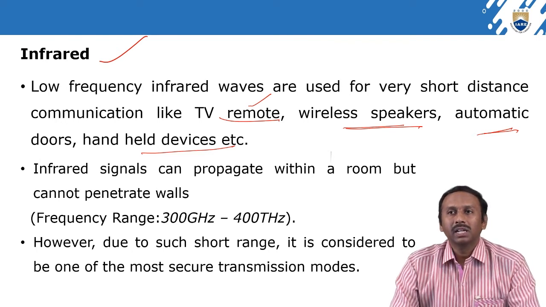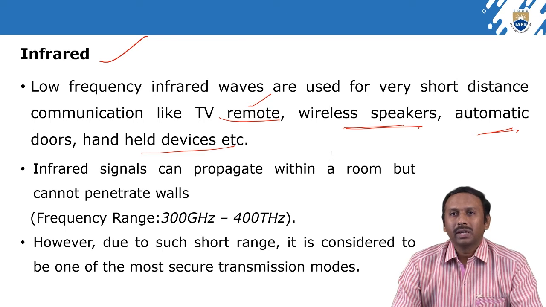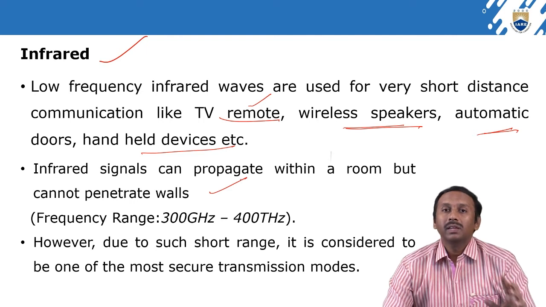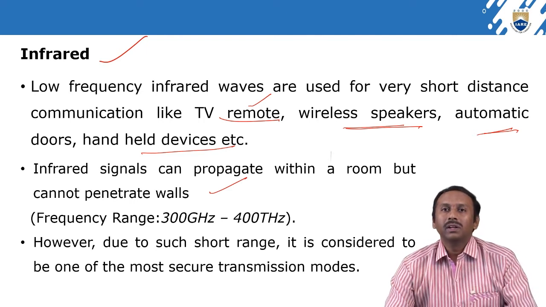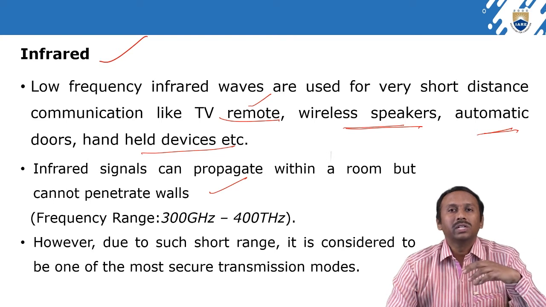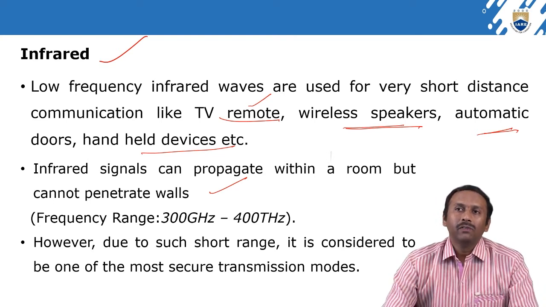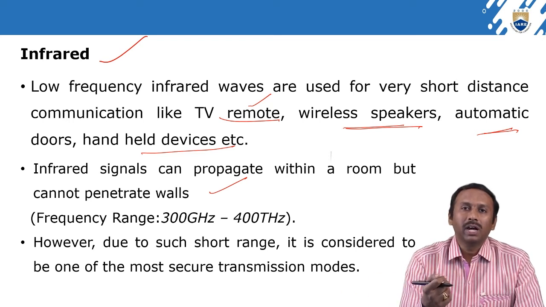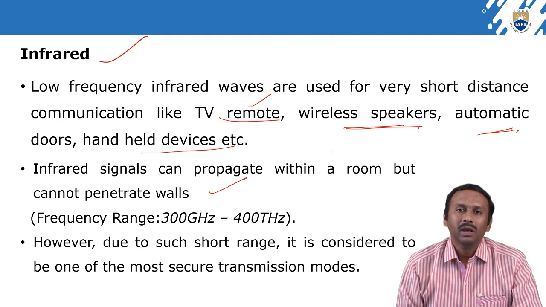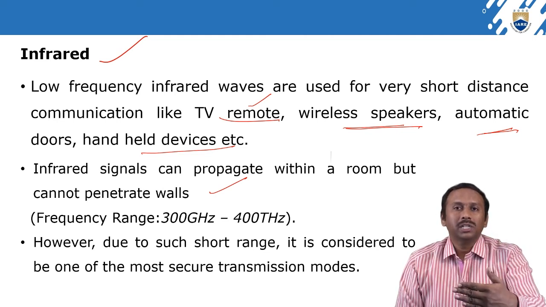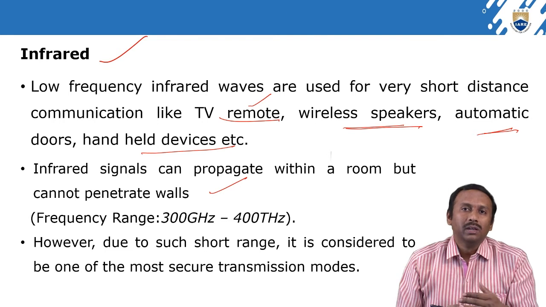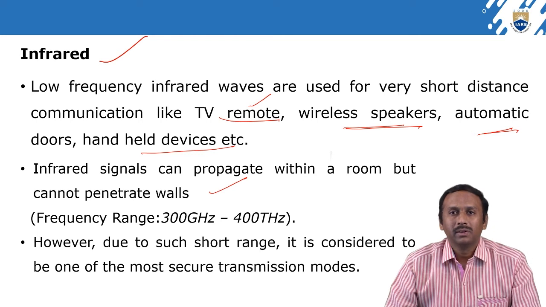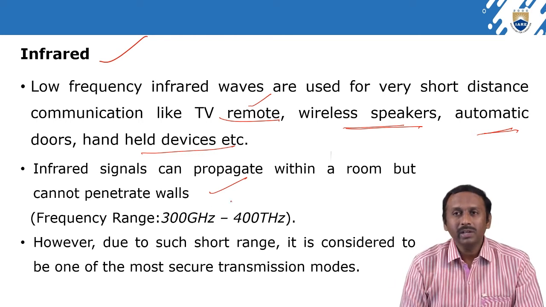Infrared signals can propagate within a room, but cannot penetrate walls. Even radio signals are very strong, so they can penetrate walls and reach the devices. But if you try increasing the volume of your TV with the remote and then put an object between your TV and remote, the infrared waves cannot penetrate objects or walls. That is a little bit of a drawback.